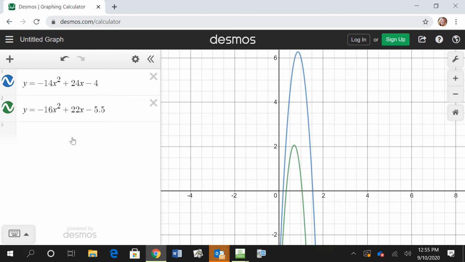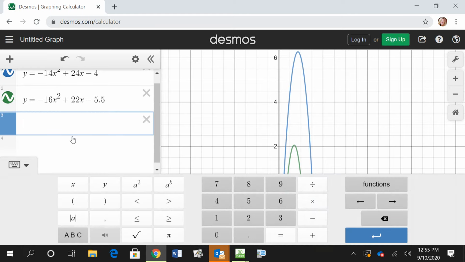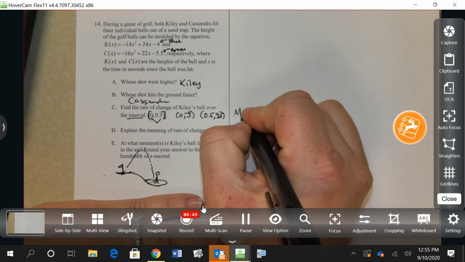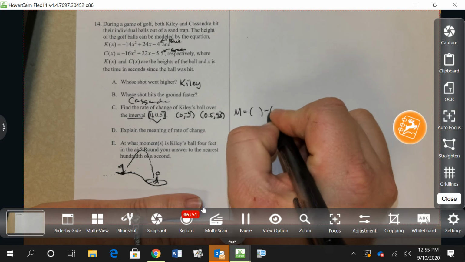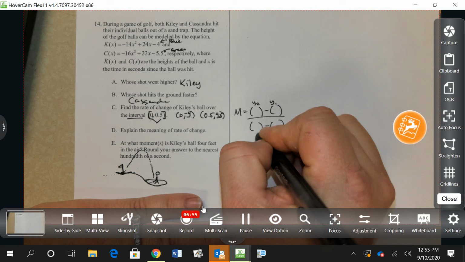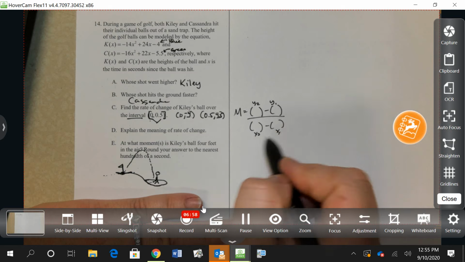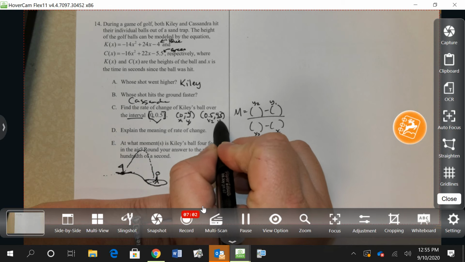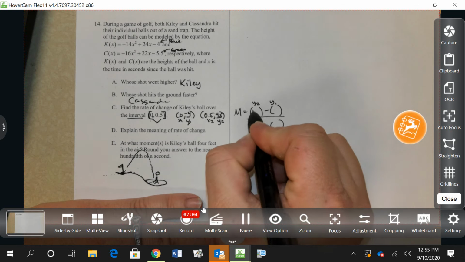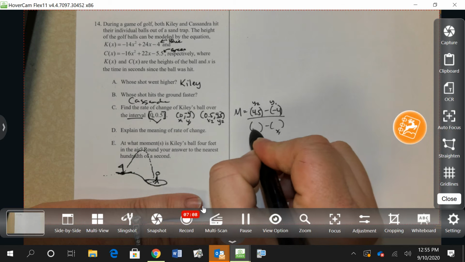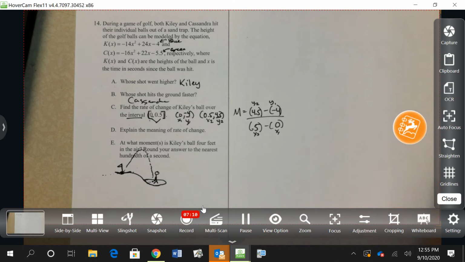Now I'm not going to do mental math. I'm going to come over here, and I remember that average rate of change really is like slope. It's y2 minus y1 over x2 minus x1. Where am I getting those numbers? First and second. So I'm typing in 4.5 and a -4, a 0.5 and a 0.